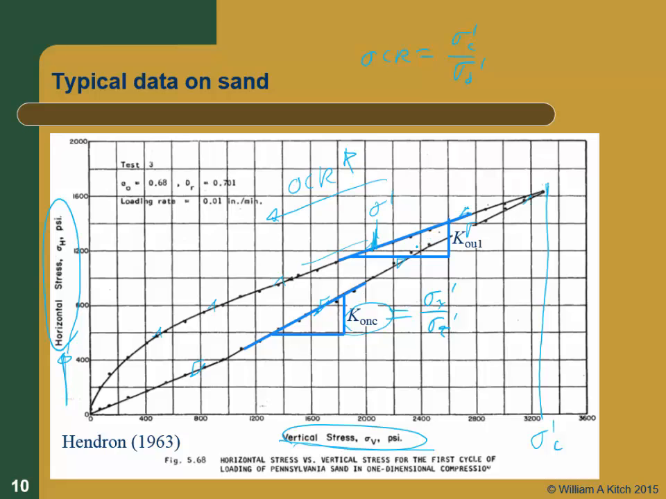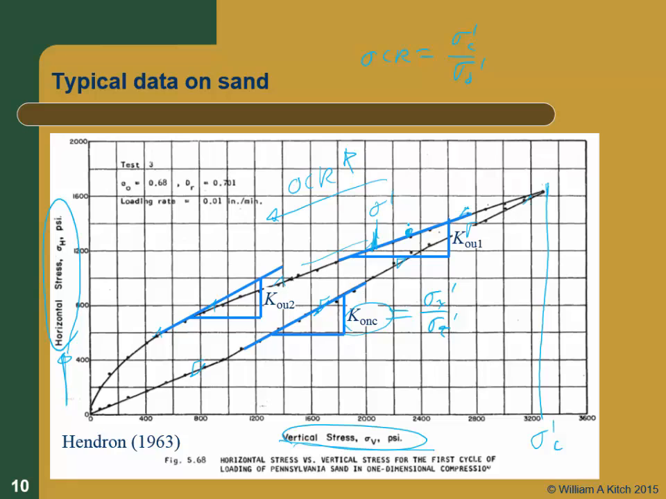What happens to K naught? So K naught U means K naught in unloading. And I have K naught U1 there. That's K naught at this point right here. So what happens as I keep unloading? Does it increase, does it decrease, or does it stay the same? K naught for unloading. As I keep unloading, what's going to happen to K naught? It's just the slope of the curve. What happens to the slope as I unload? It increases, right?